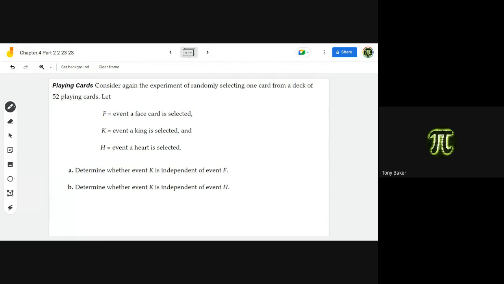So let's go back to playing cards. Event K is a king is selected. Event F is a face card selected. So what is the probability that a king is selected? What is the probability of a king?